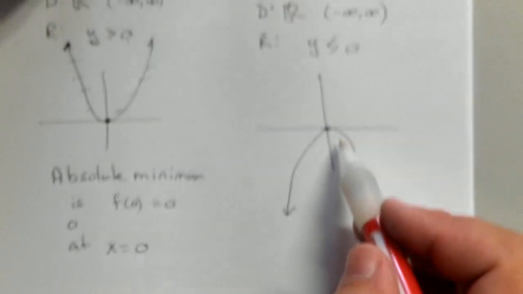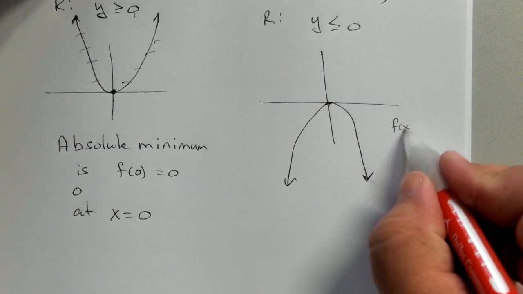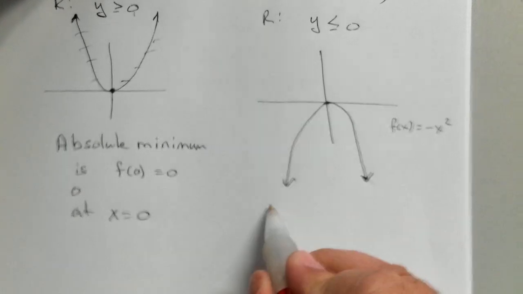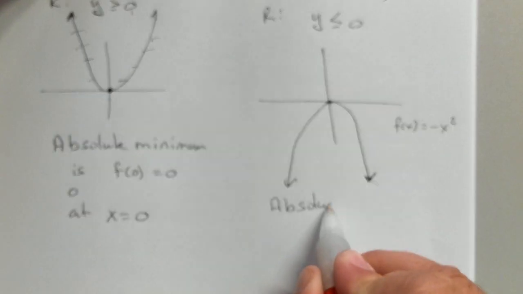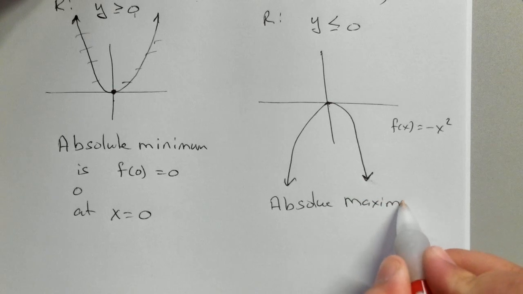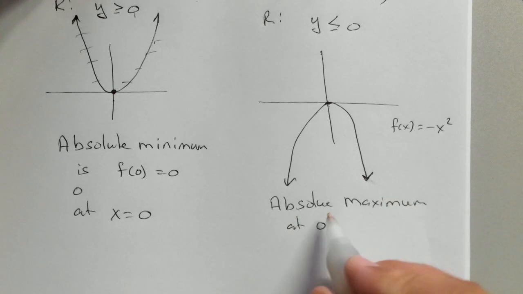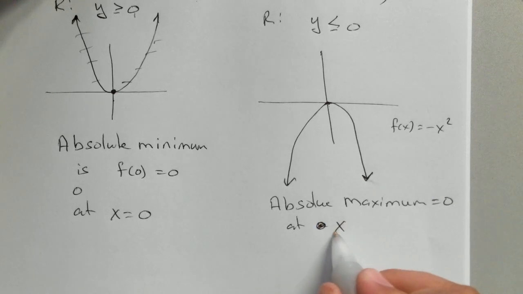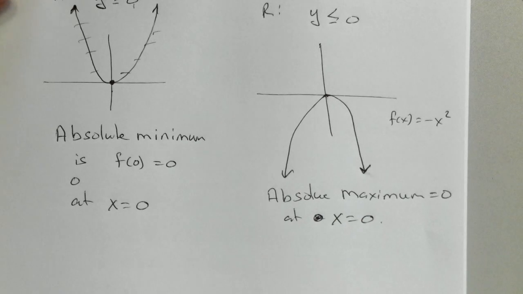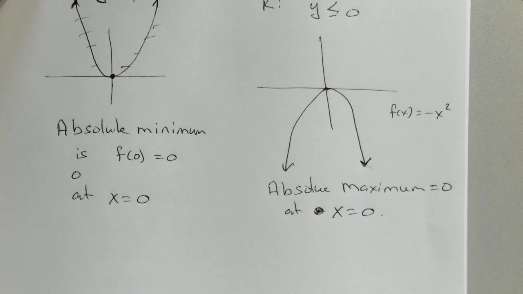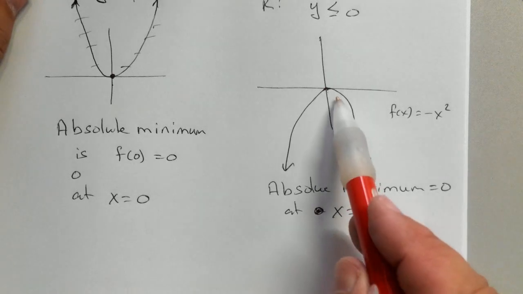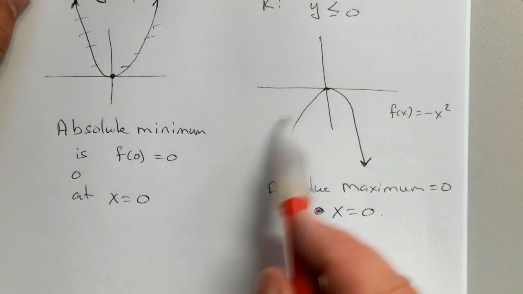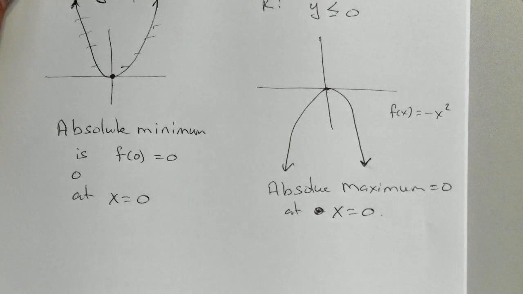And the negative x squared function has an absolute maximum of 0 at x equals 0, because f of 0 is a larger value than everything else I put in there. That make sense? Right.